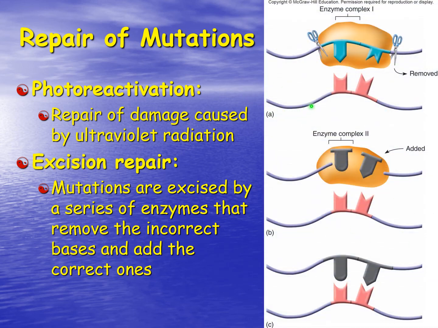So here's one side of our strand of nucleic acid, and you notice that these bases don't fit. So these excisional enzymes will come in and simply cut out those incorrect nucleotides, and then we'll have an enzyme that comes in and puts in the correct nucleotides.